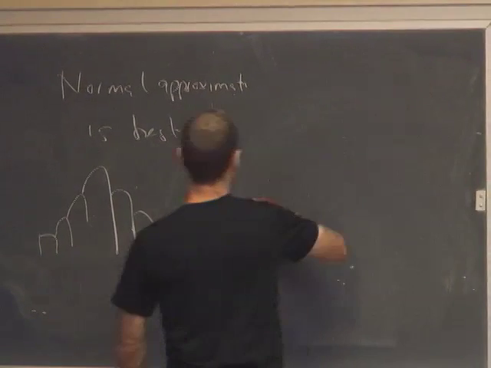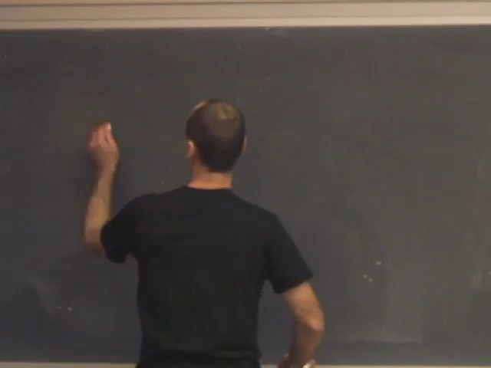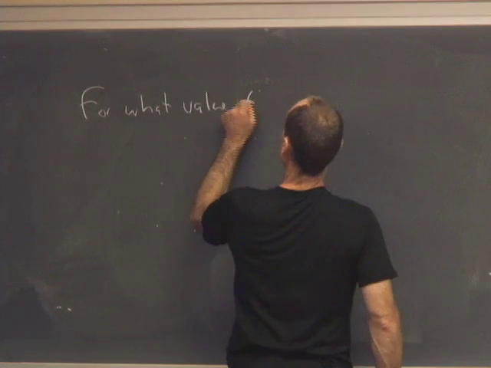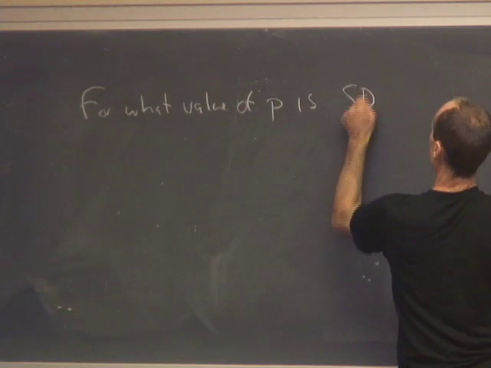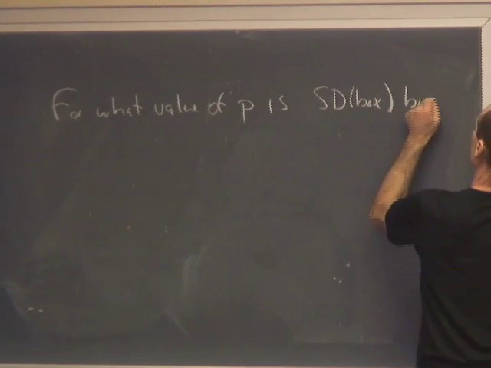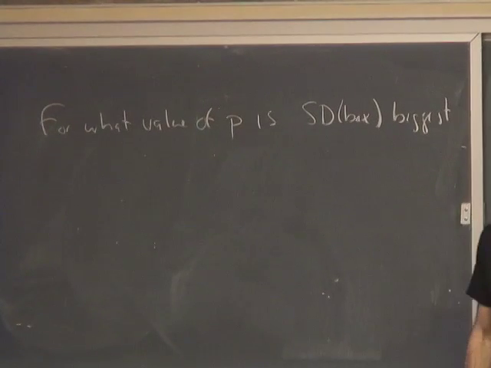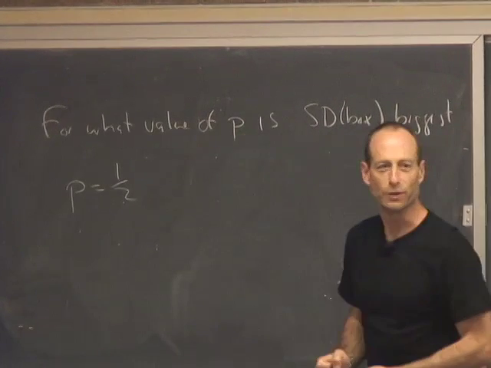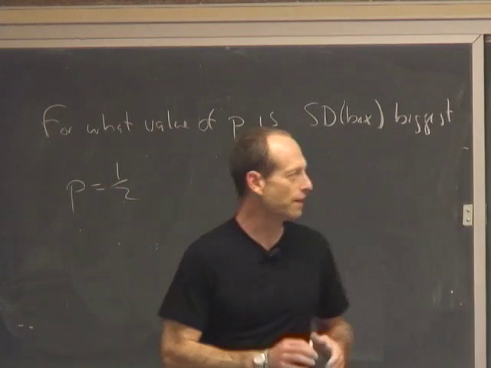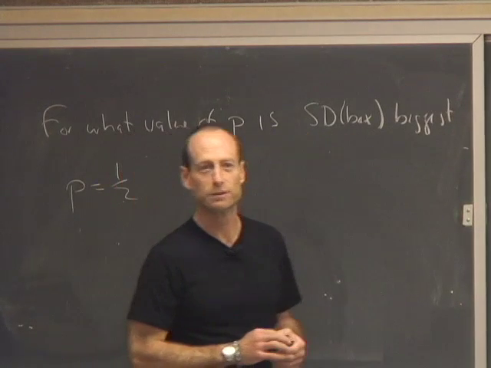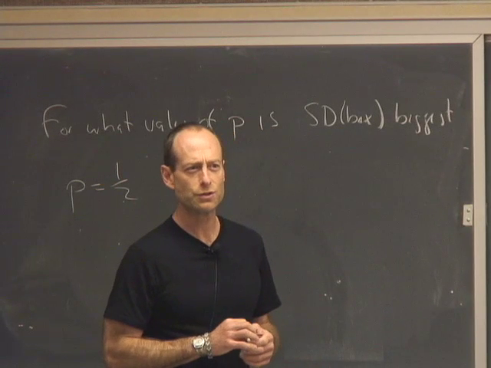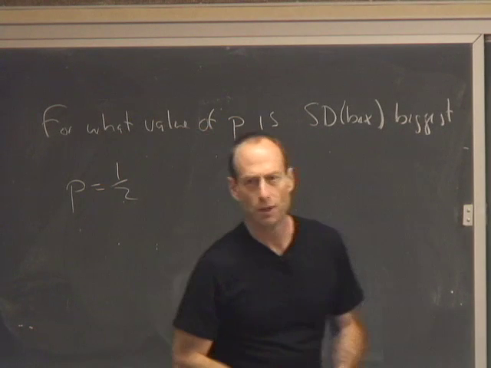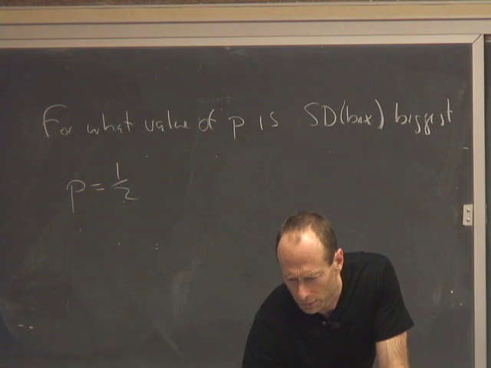Okay, what we're talking about is for what value of p is SD of the box biggest. Okay, and there it turns out that that answer is p is equal to a half. Okay. So it's this thing that we're using here. Other questions? Okay. Great.